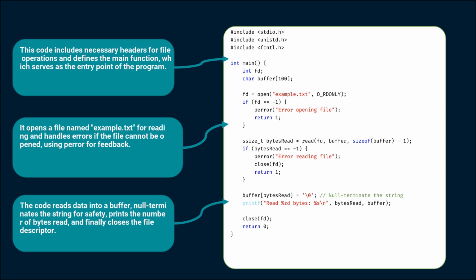If reading the file succeeds, we ensure the buffer is null terminated, making it a valid string. Finally, we print out the number of bytes read and the contents of the buffer to the standard output before closing the file descriptor. This code demonstrates how syscalls encapsulate file operations, allowing programs to handle files effectively while ensuring safe interaction with system resources.